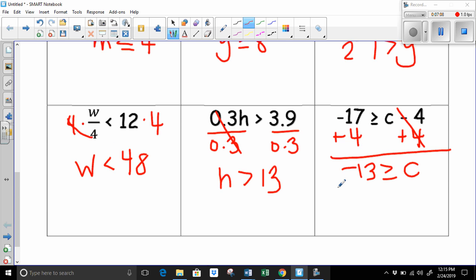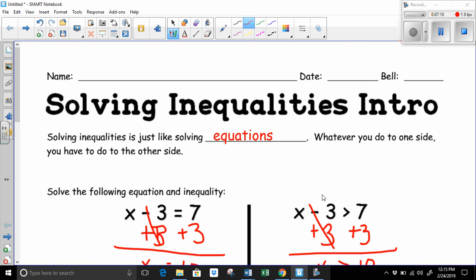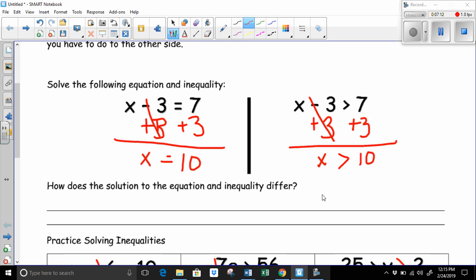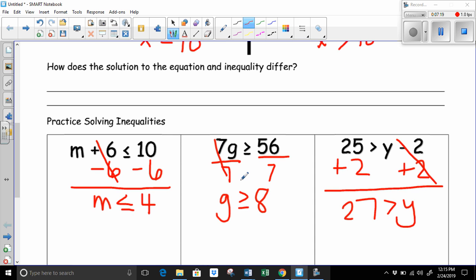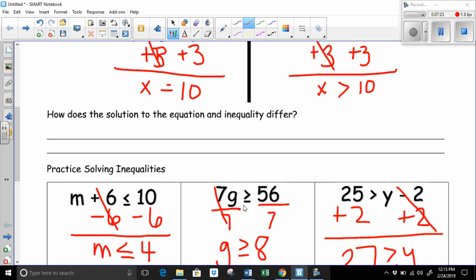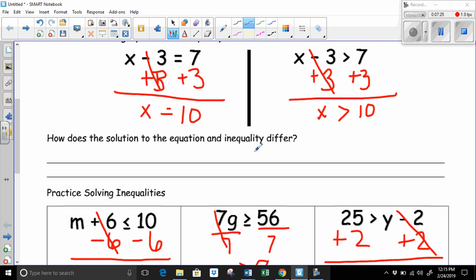So ladies and gentlemen, this is how you solve inequalities. Whether you're adding, subtracting, multiplying, or dividing, this is how you solve them, exactly like you would with equations. You just simply bring down the inequality symbol. The difference between solving an equation and an inequality is that your answer for an equation gives you one specific answer, whereas when you're solving an inequality, it could mean an infinite amount of answers that could represent your variable.